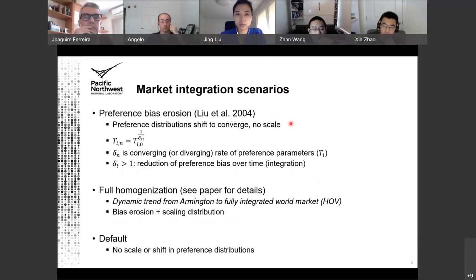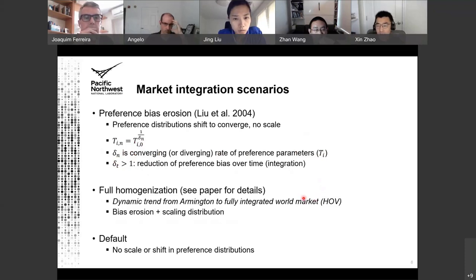Under the framework of this logit-based Armington approach, it can be modeled as shifts in those preference distributions. And they created a method to introduce a parameter, which we call the converging rate of preference parameters, because those preference parameters are relatively defined. So whenever this converging rate is bigger than one, that means there will be reductions of preference bias over time, which could imply market integration over time.